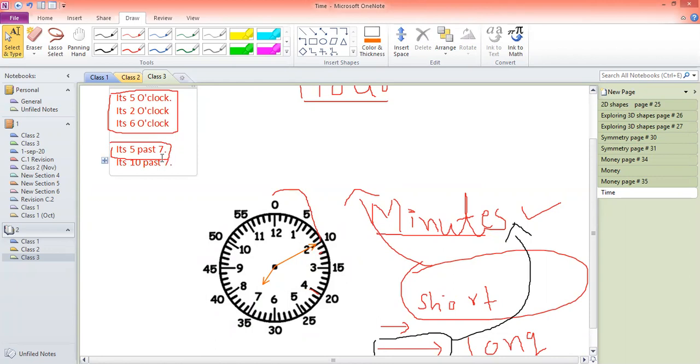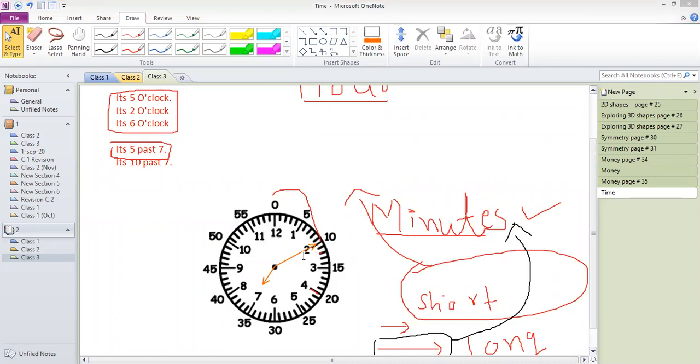That means that 10 minutes have passed after 7. When the long hand was at 0, no minutes had passed after 7. It was exactly 7. But now this longer hand is at 2. That means from 0 up to 2 there are 10 minutes. So 10 minutes have passed from 7. Clear, guys? Yes, sir.